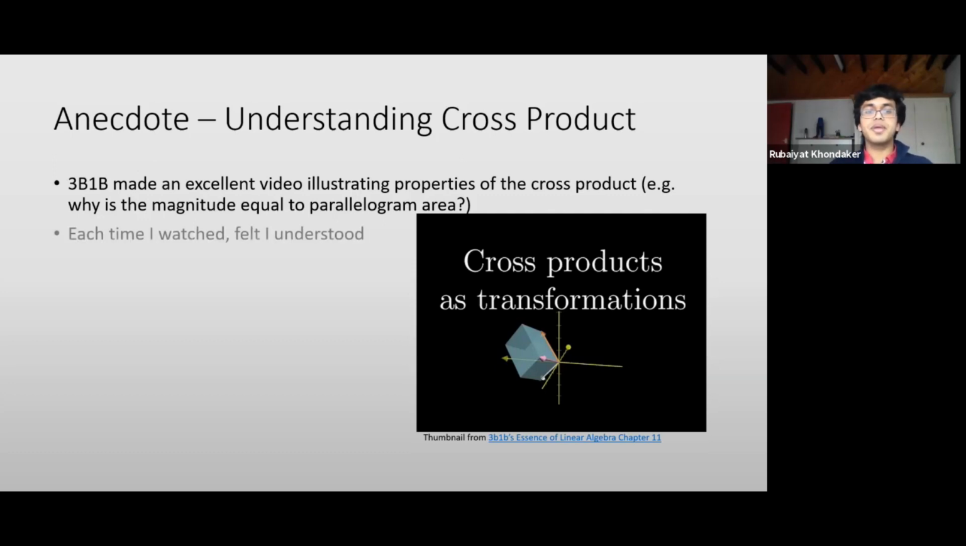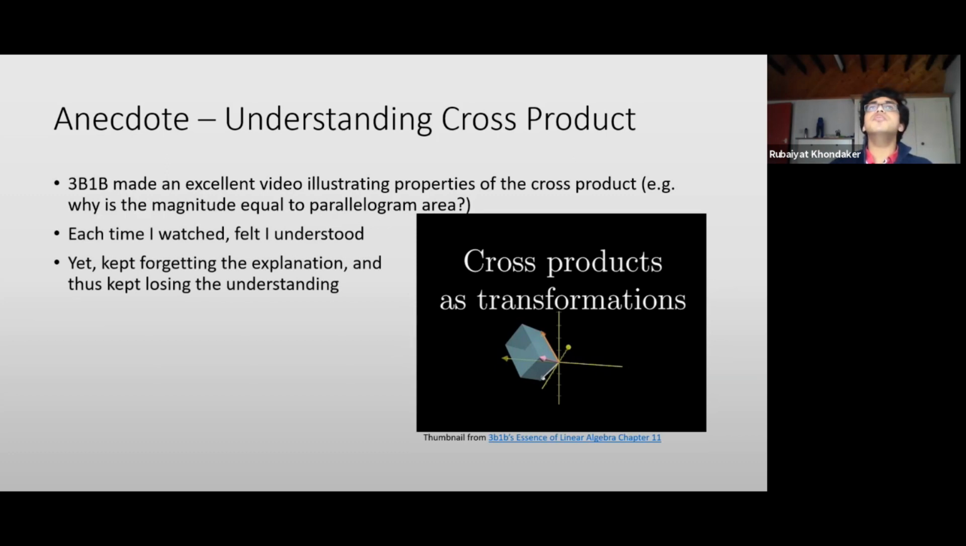And I must have watched this video at least 5 times over a few years. And each time I watched it, I felt like, okay, yeah, this is a very good intuitive explanation. I really feel like I understood this. But what always happened is that after a few months, I try to remember it again, but I just forgot all the details. And because of that, I didn't actually have that good intuition for the cross product.